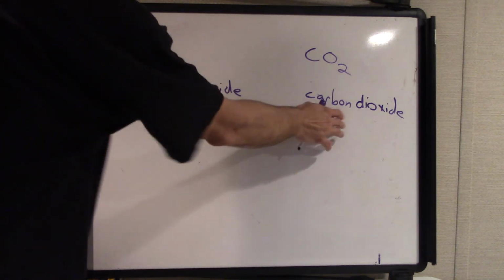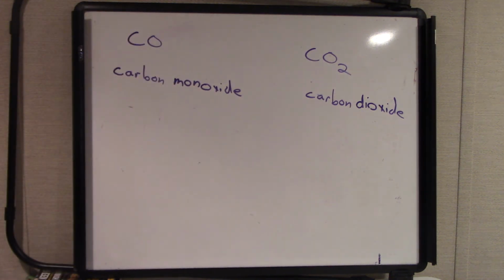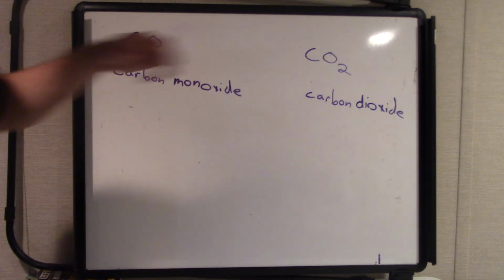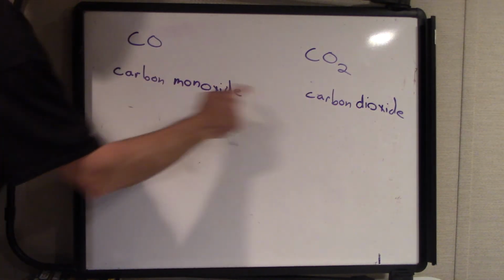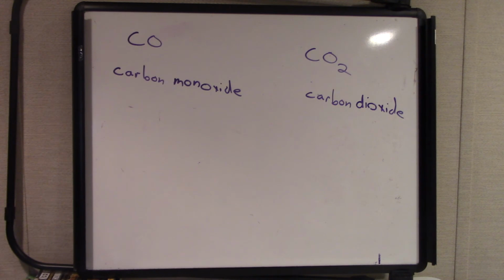Now we have a way to easily tell these two apart. Notice I didn't write any ions here because they didn't exist. And we're always going to use prefixes for the second element to describe how many of them we have. Let's quickly go through the prefixes.